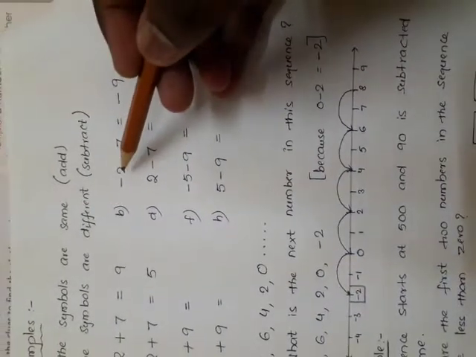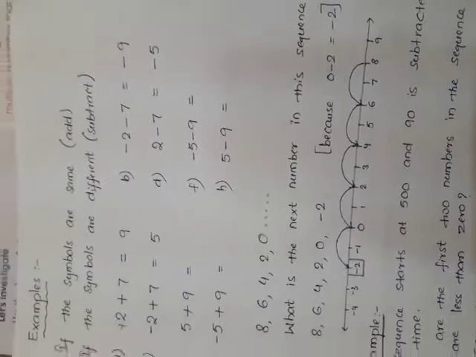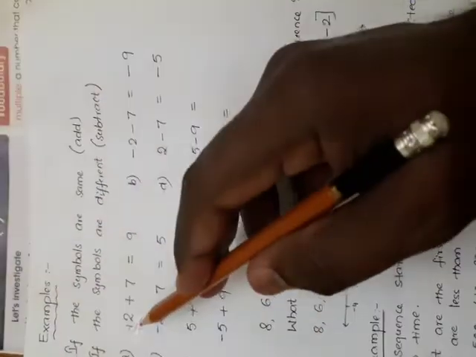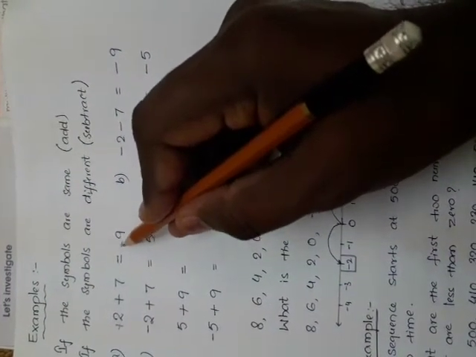In question B, both are also the same symbols. Again, both are the same symbol, so add. Minus 2 minus 7 equals minus 9. Like here, plus 2 plus 7, what? Plus 9. The plus, no need to write. If you want, you can write it also, no problem.